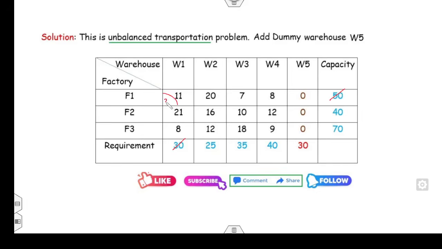30 and 50. Allocation 30, remaining 20. Next one 20, 25. Minimum is 20. Allocation, remaining 5. Next number 5 and 40. Minimum is 5. Remaining is 35. Next 35, 35. That is 35. Then this row will be completely cancelled. Then the last number is 40 and 70. Remaining is 30 and the last number is 30.